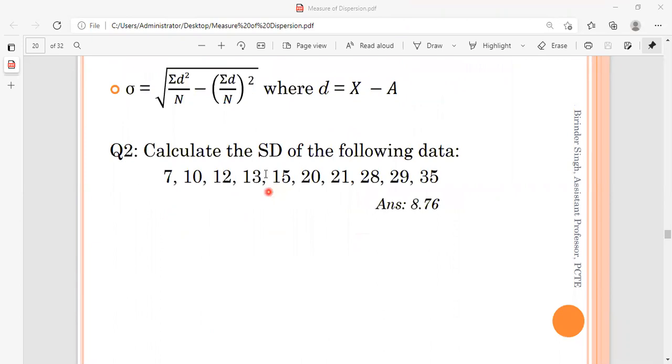Okay, so calculate the SD of the following data. I advise you to take a snapshot, a picture of this data set, for your self practice. Let me stop here for 2-3 seconds. Take a photo of it and work out the standard deviation yourself at home as homework. Again, this is an example of the individual frequency distribution.